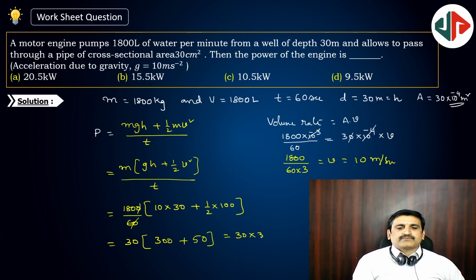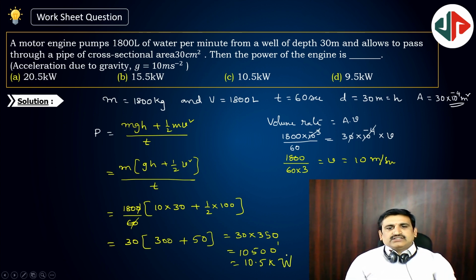350, okay. So it is 10.5 kilowatt because it's a power. So 10.5, third option.